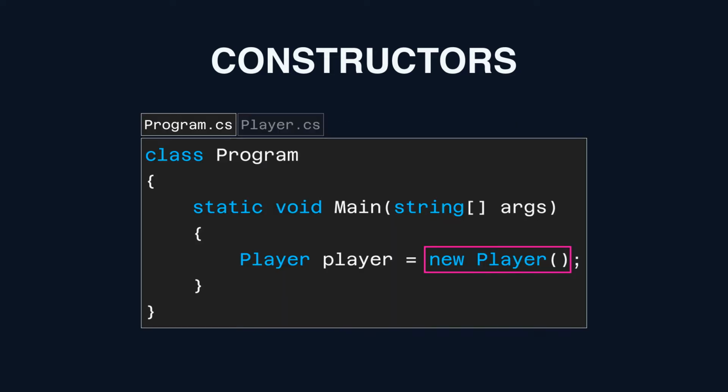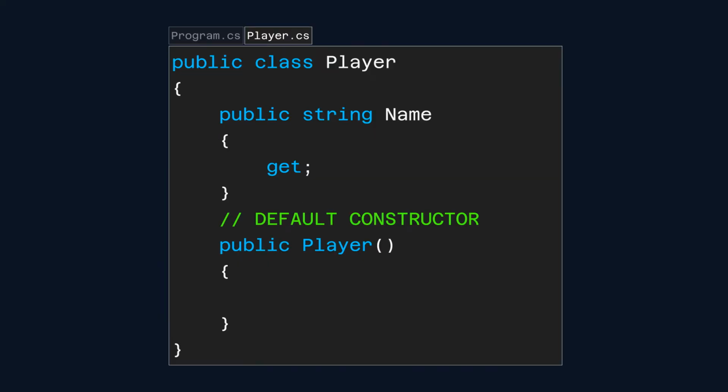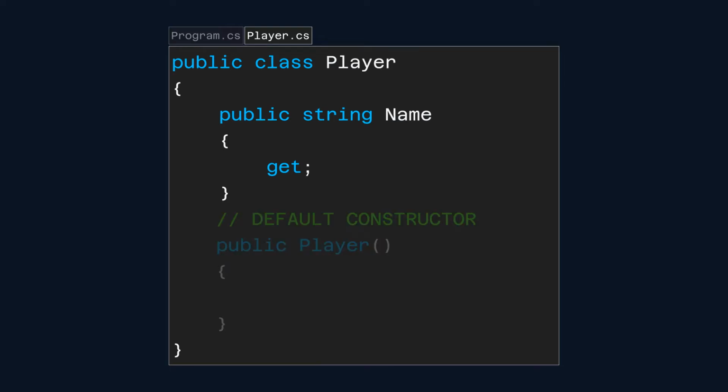We've already used a constructor when creating the player object. When using the keyword new, we are calling the class constructor. All classes have a default constructor. This is the default constructor of the player class. It has the same name as the class, accepts no parameters, and returns a new class instance object. The default constructor is always present, even if not declared.